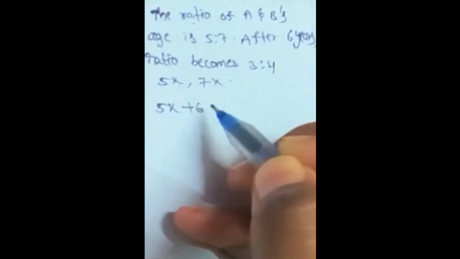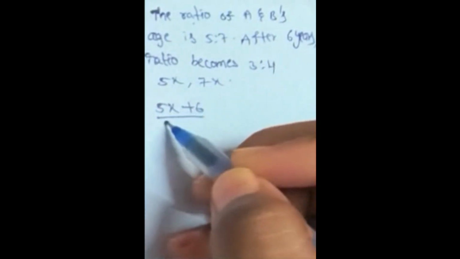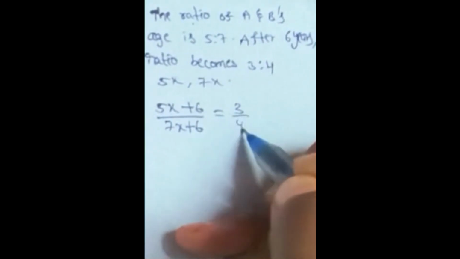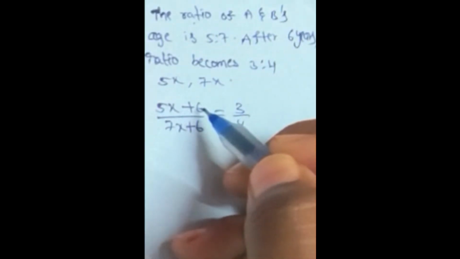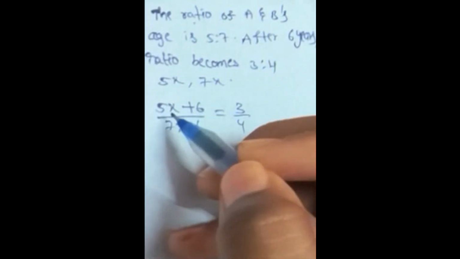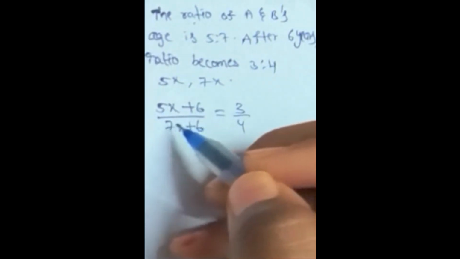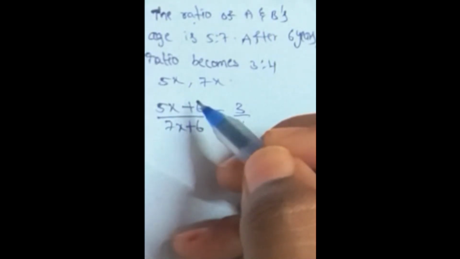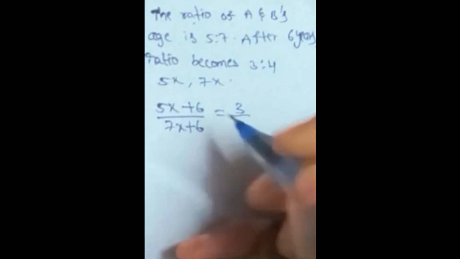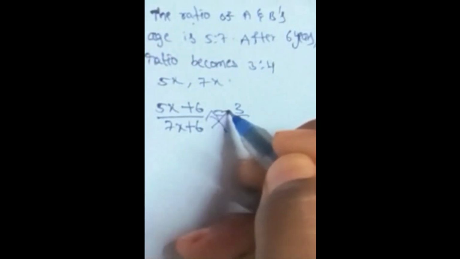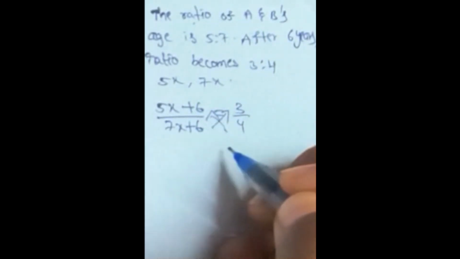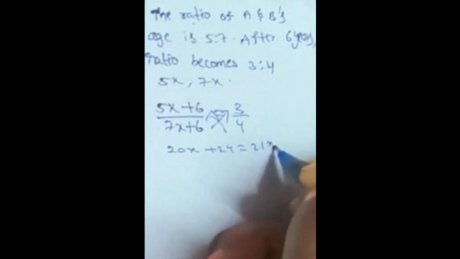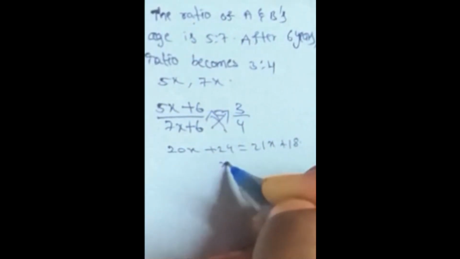So now we can do it like this. 5x plus 6 by 7x plus 6 is equal to 3 by 4, because he is asking about after 6 years. So I am adding 6 to 5x and 7x because these are the ages of A and B. So now cross multiplication of these both. 5 4s are 20, 20x plus 24 is equal to 21x plus 18, x is equal to 6.